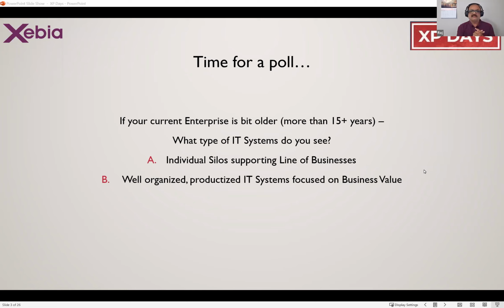Or these systems are organized and productized, that's the key word here, based on business value, completely going out of your company, looking from a customer perspective into your own organization and trying to model. You can simply say A or B. I can unmute and talk, or you can say it in the chat window, whichever is comfortable for you. What do you think? You can answer.